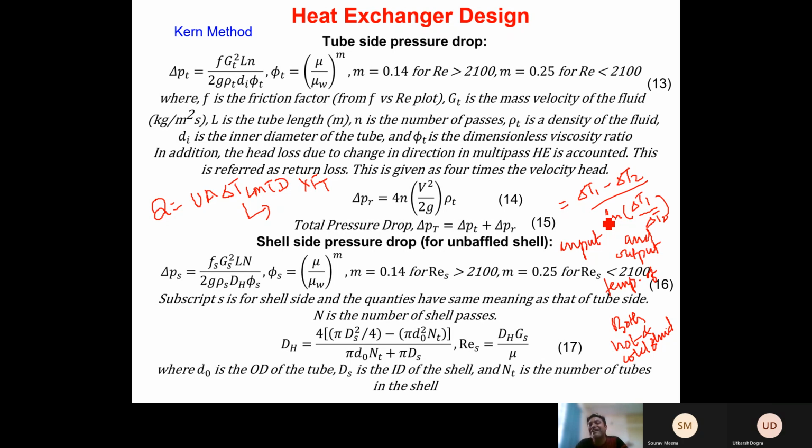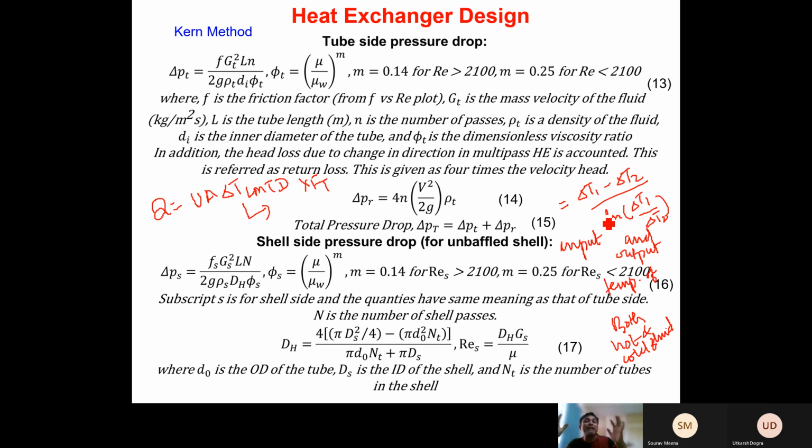When you don't know the outlet temperature of the heat exchanger, then you assume the outlet temperature, do the calculation, and finally check whether the assumed temperature you started with matches your actual output temperature or not. So that additional trial and error comes into the picture. So this Kern method is good, but is applicable only if you know the terminal temperatures.